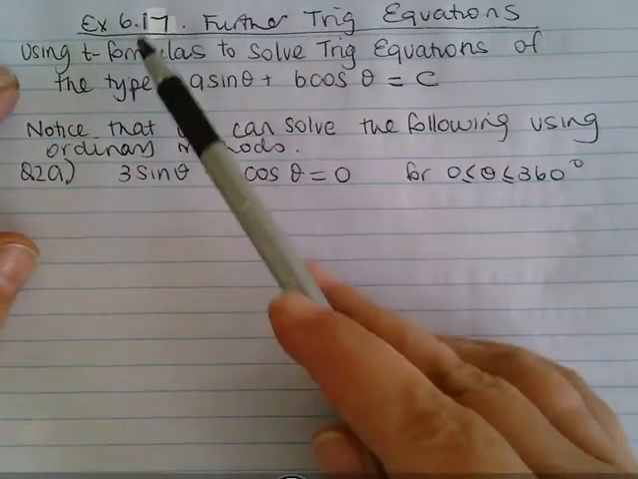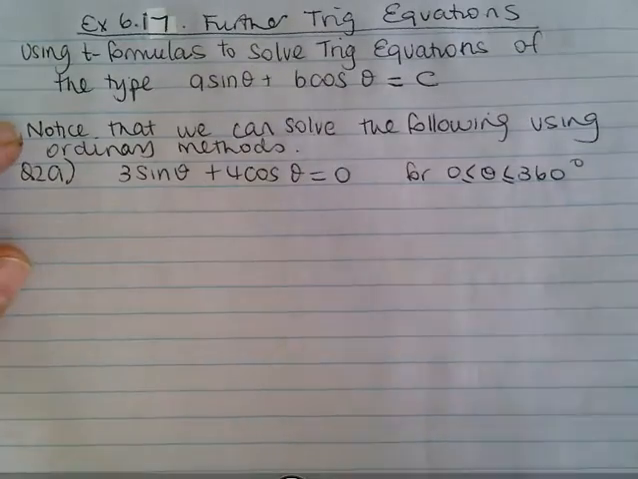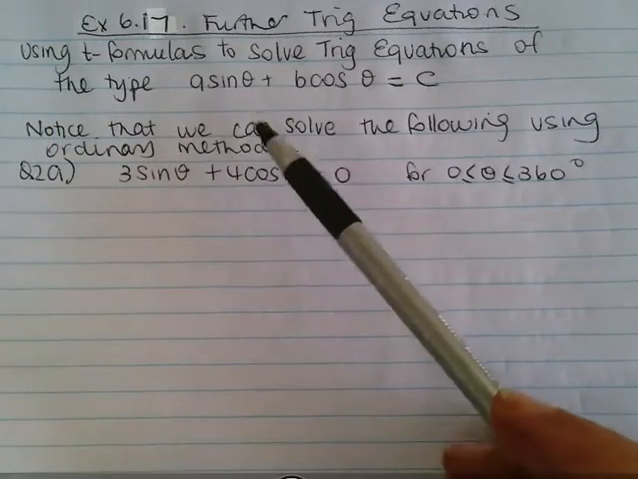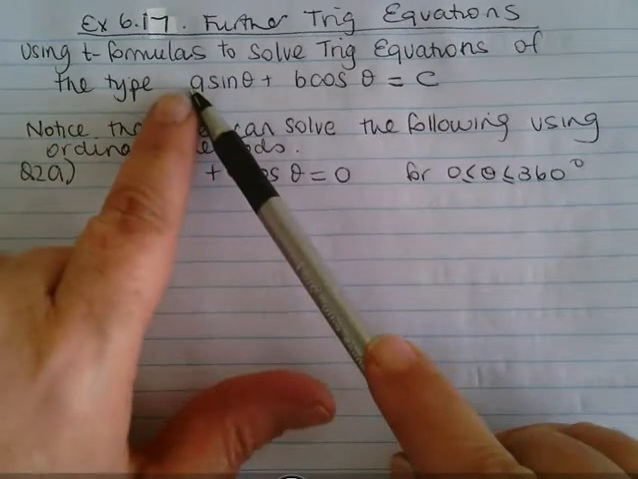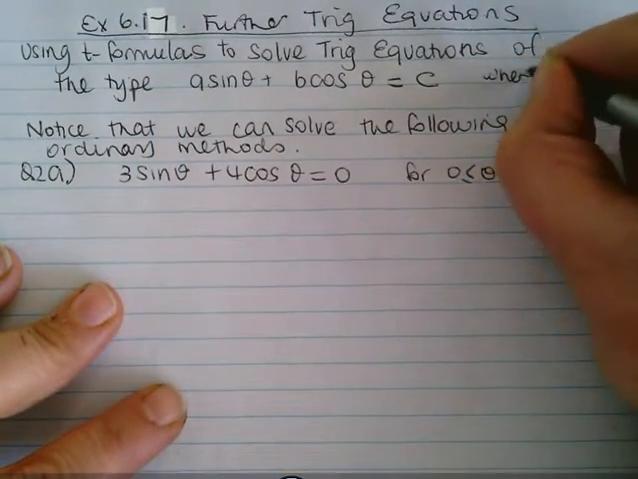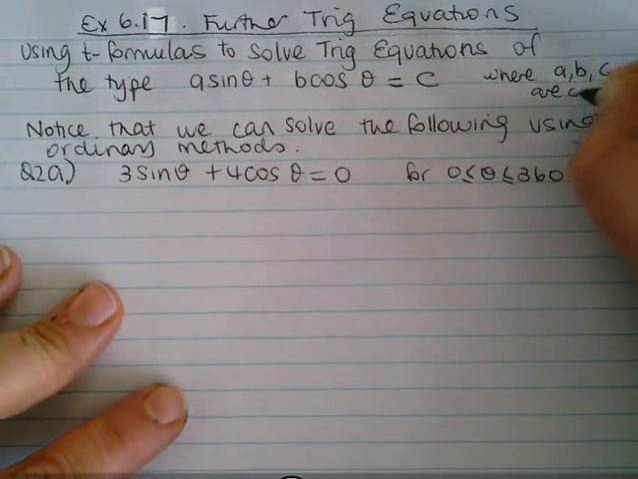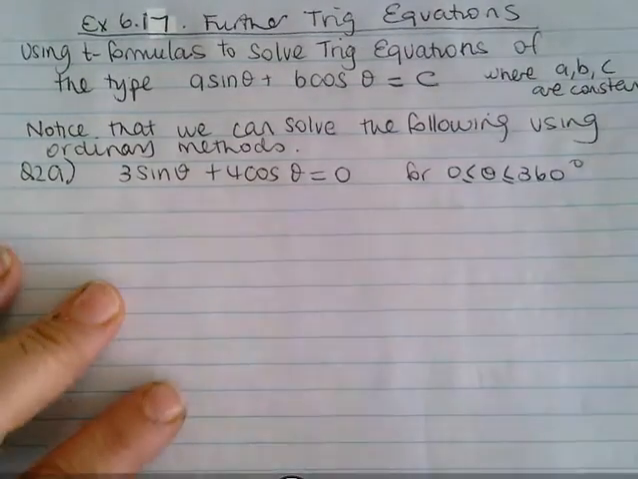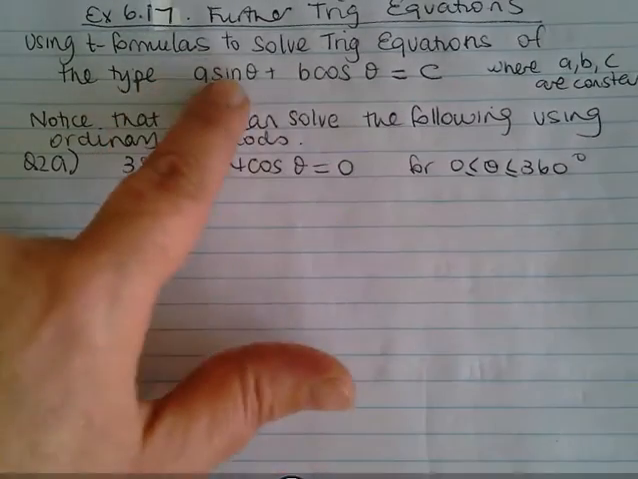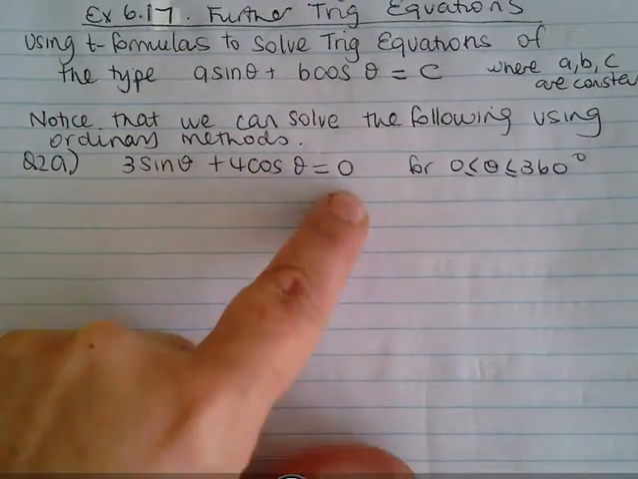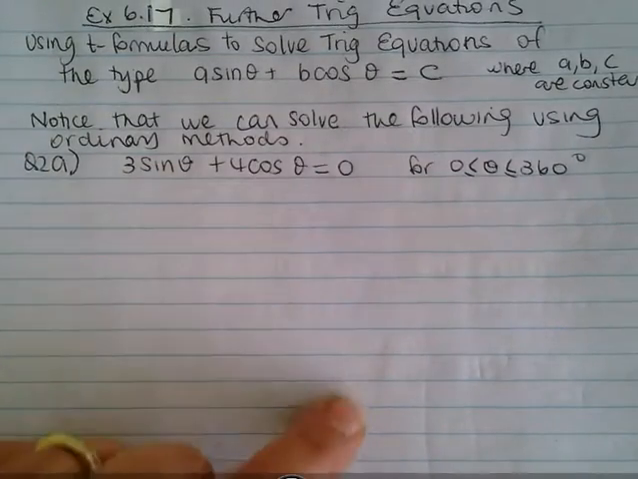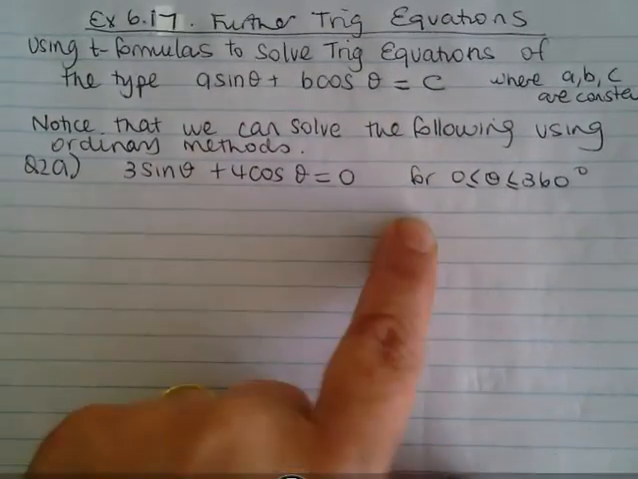Now, this exercise 617, further trig equations. We use T formulas to solve equations of the type A sine theta plus B cos theta equals C, where A, B and C are constants. Now you haven't solved equations like this. You are only used to solving something like A sine theta plus B cos theta equals 0, like this. Notice that we can solve the following type of equation using ordinary methods. You've solved ones like this before.